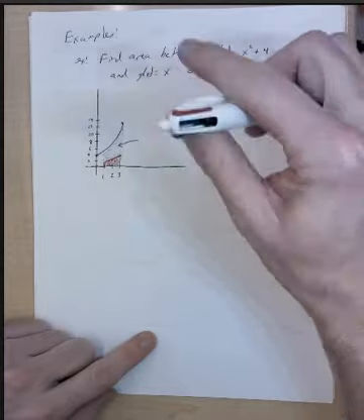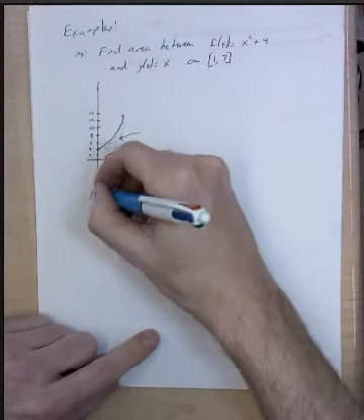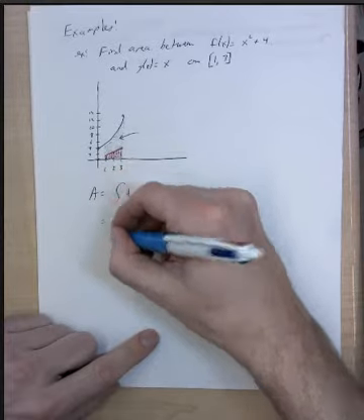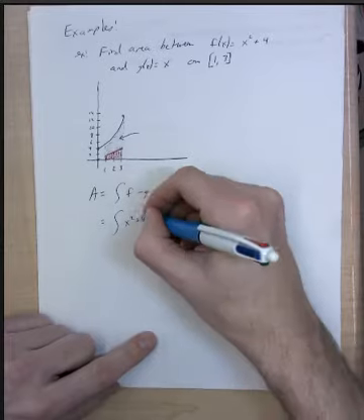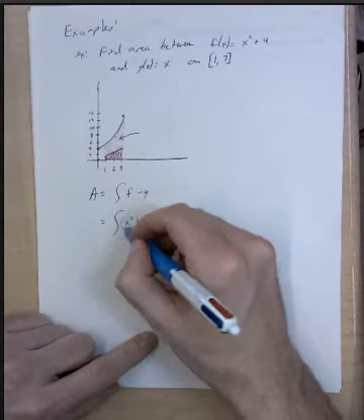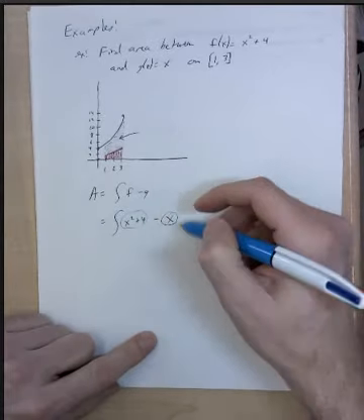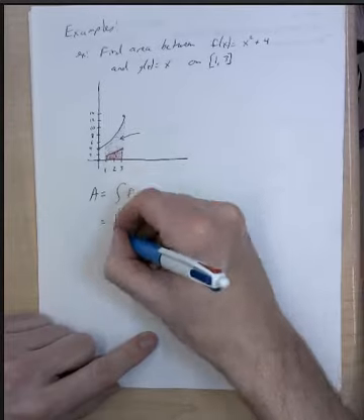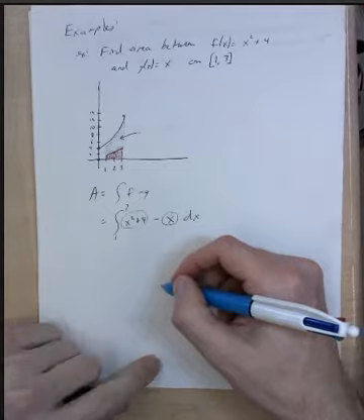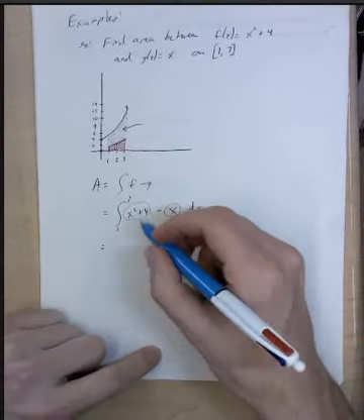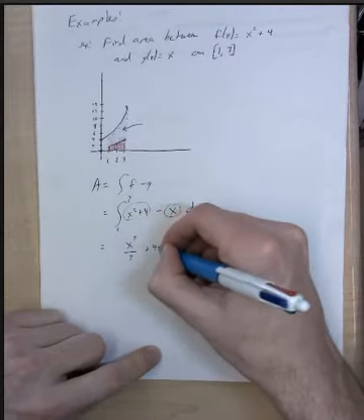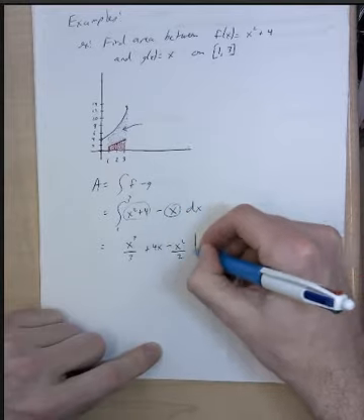So, just using the formula, area equals the integral of f minus g. We'll just set up our stuff here. So we get x squared plus 4 minus x. So here's f of x, here's g of x, and we're going to integrate them from 1 to 3. So we just go ahead and integrate, and we get x cubed over 3 plus 4x minus x squared over 2, evaluate from 1 to 3.